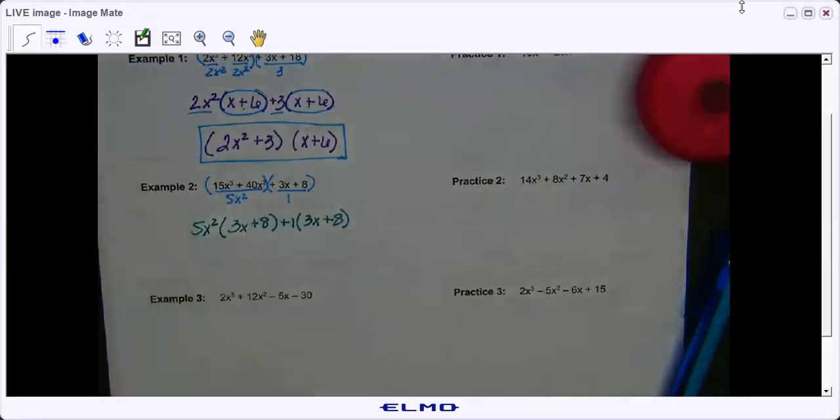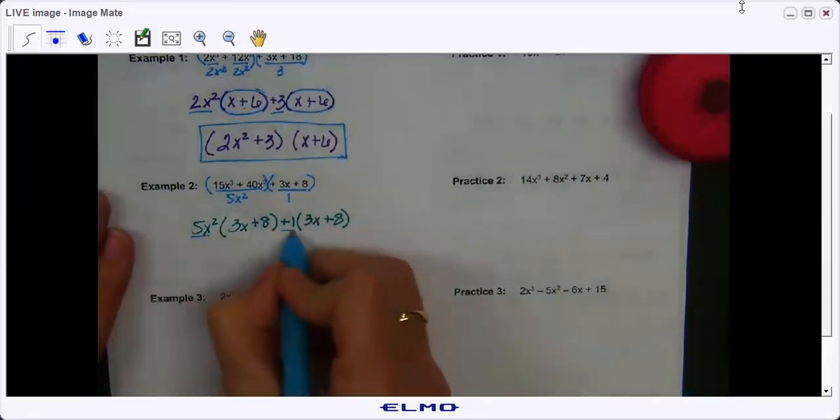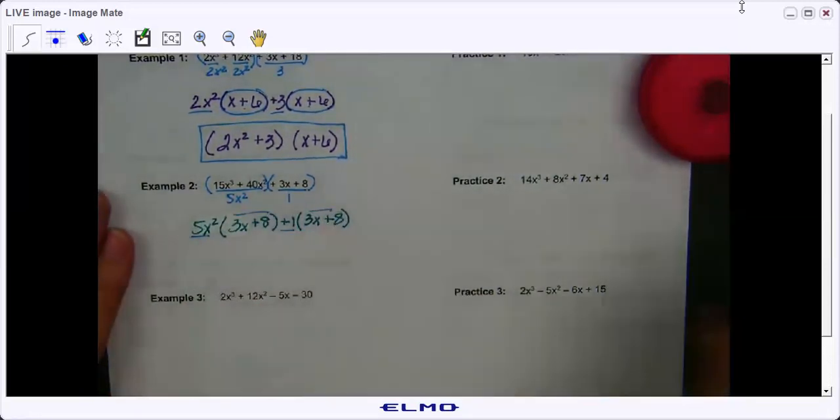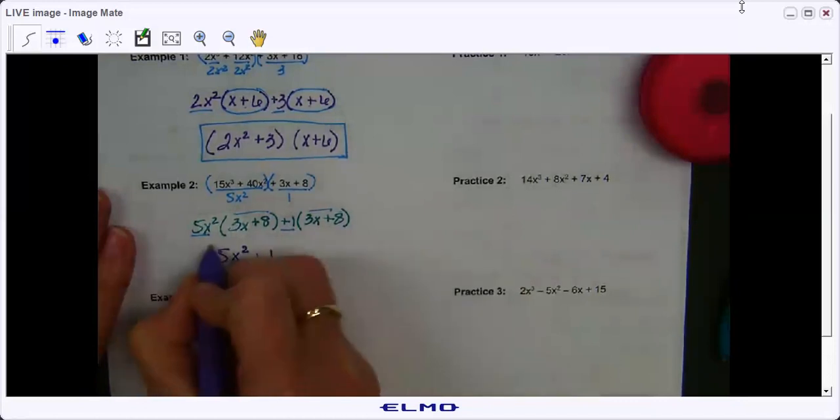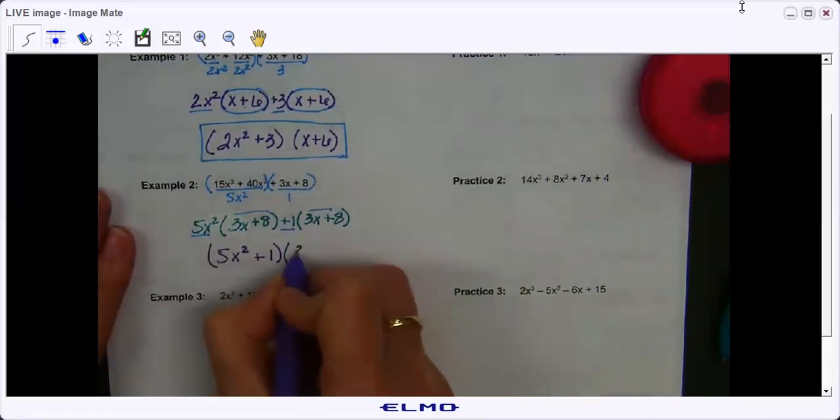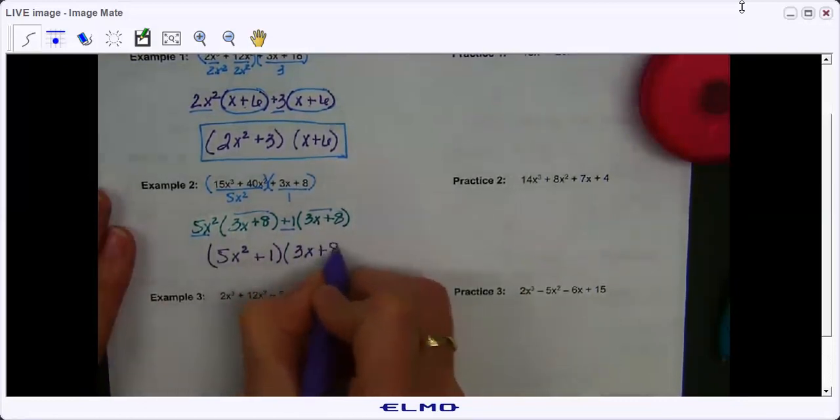All right. Now I'm going to put my answer together. These 2 go together, and then these 2 go together. So my answer is 5x squared plus 1 times 3x plus 8.